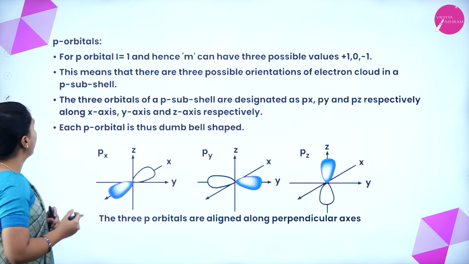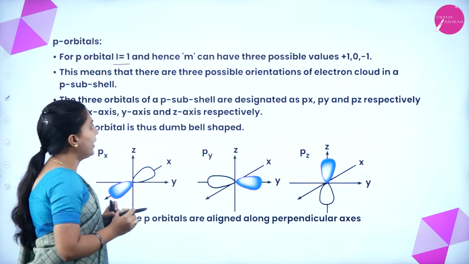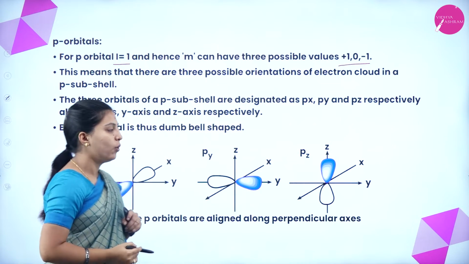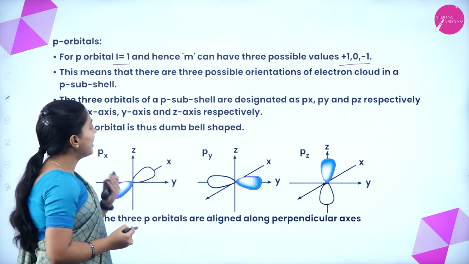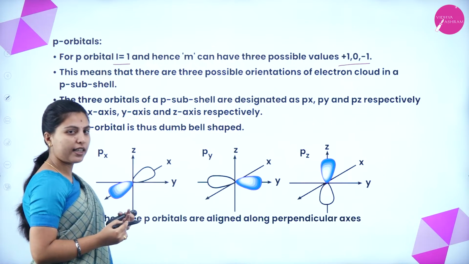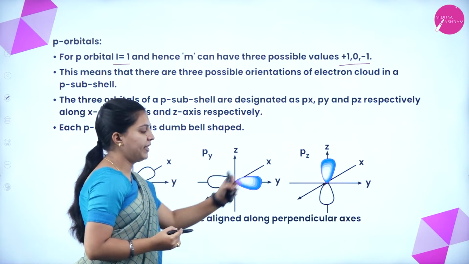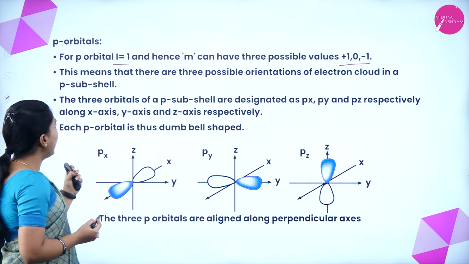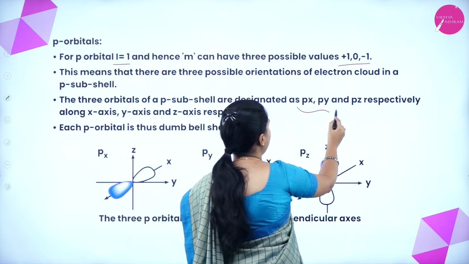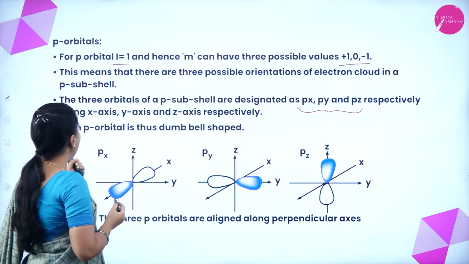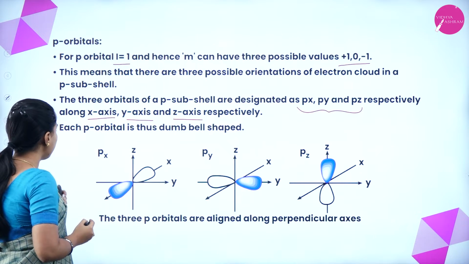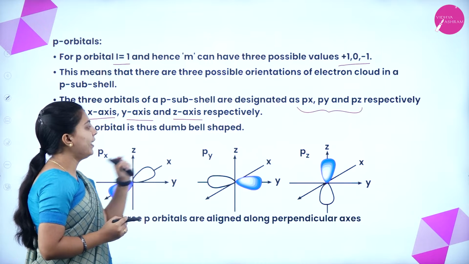Next, p orbital. For p orbital, L will be equal to 1. M can have 3 possible values, that is +1, 0 and -1. This means that there are 3 possible orientations of the electron cloud in a p subshell. 3 orientations are there, correct? Px, Py, Pz. These are the 3 orientations. The 3 orbitals of a p subshell are designated as Px, Py and Pz respectively, along the x-axis, y-axis and z-axis. Each p orbital is thus dumbbell shaped.